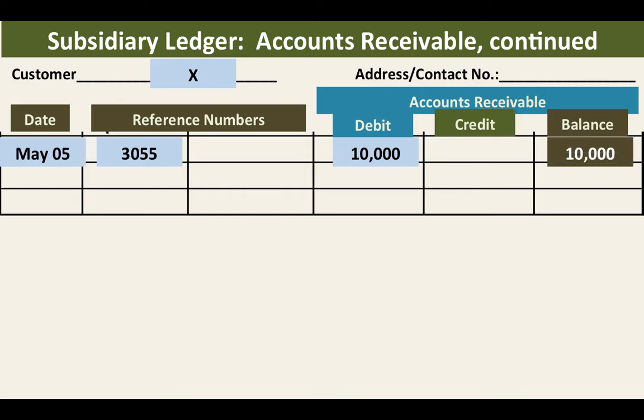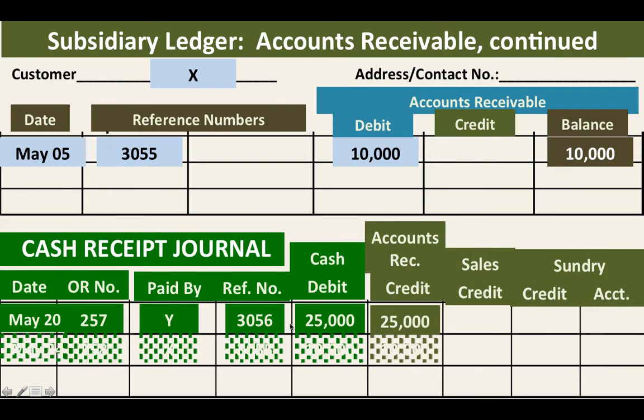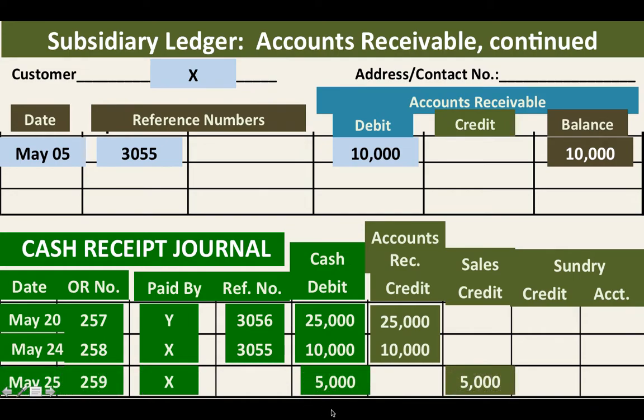Okay, this is what we have so far for customer X. And now let's take a look at the other reference, which is the cash receipt journal. So ano yung mga entries natin sa cash receipt journal? So now we will look kung meron bang transaction si X. Yes, may transaction si X on May 24.